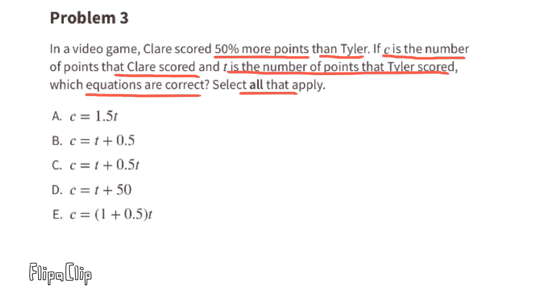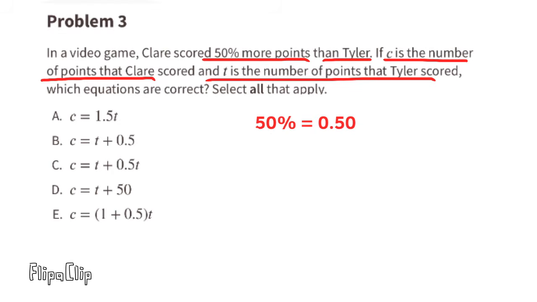Problem number 3. In a video game, Claire scored 50% more points than Tyler. If C is the number of points that Claire scored, and T is the number of points that Tyler scored, which equations are correct? Select all that apply. Remember, 50% can be represented as 0.50.